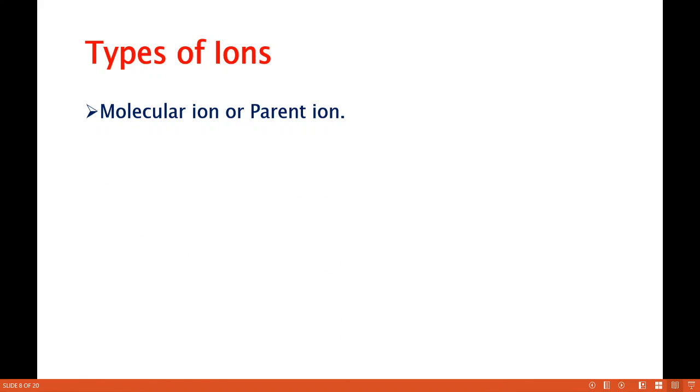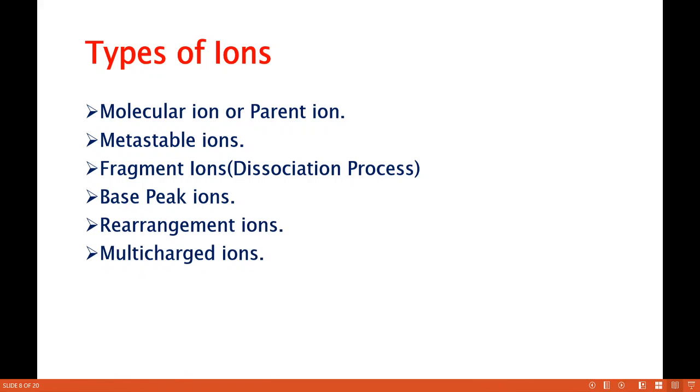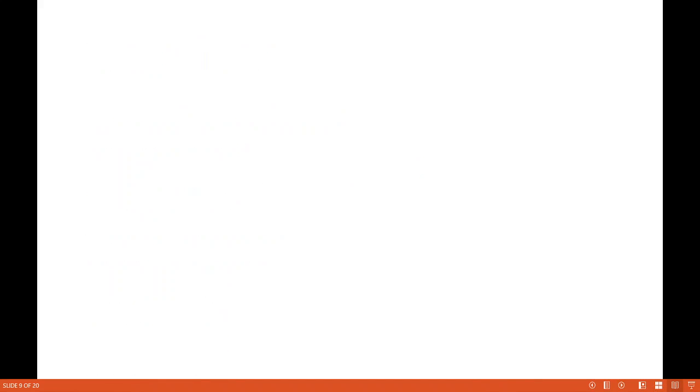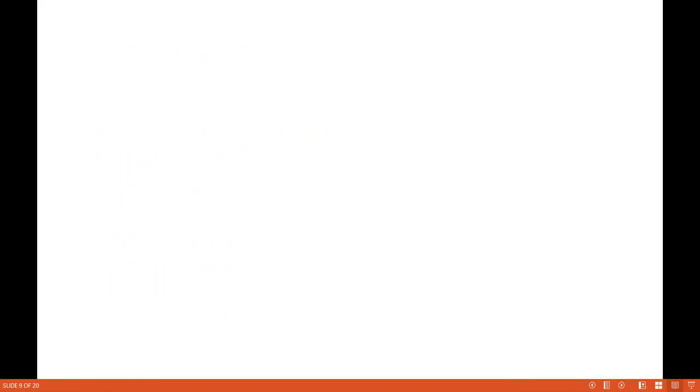The next point is the types of ions which are produced in mass spectrometry. The first is the molecular ion, also called the parent ion. Then metastable ion, fragment ion, base peak ions, rearrangement ions, multi-charge ion, negative ions, isotope ions. These are the ions which are produced in the mass spectrometer. So we start with the first, that is the molecular ion.